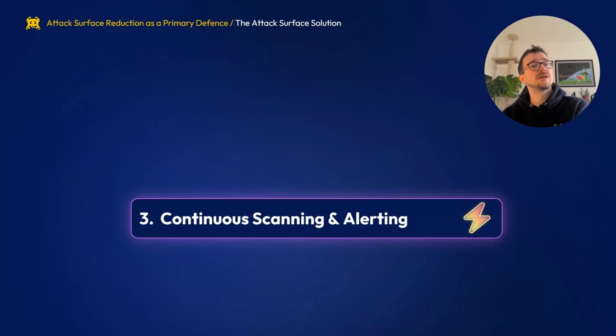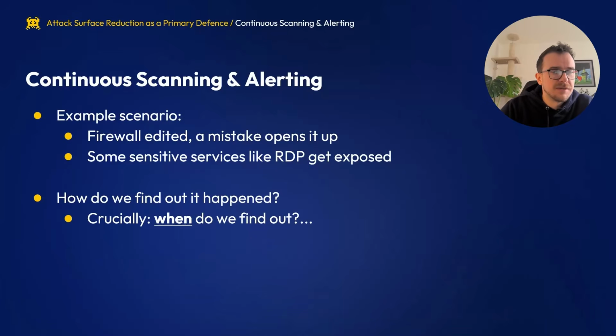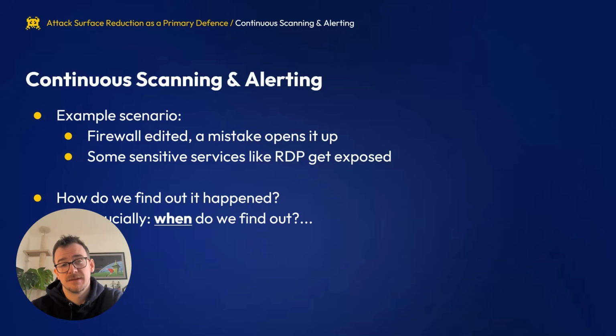And then lastly, we want to make sure that we have continuous scanning and alerting in place so that we can get a handle on things as they happen so that we can react fast. So in a quick example scenario, someone edits a firewall, they make a mistake and they open it up to the internet. And let's say some sensitive services like remote desktop get exposed. As a result of that mistake, we should ask ourselves first, how do we find out that that's happened? But more crucially, when do we find out about that?